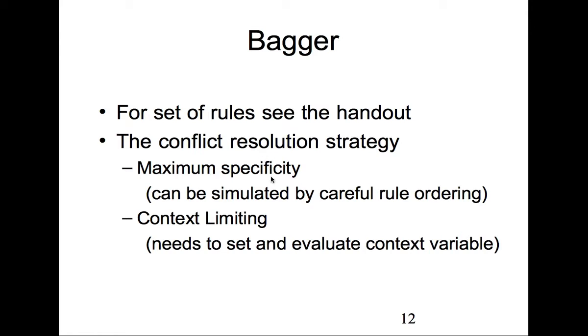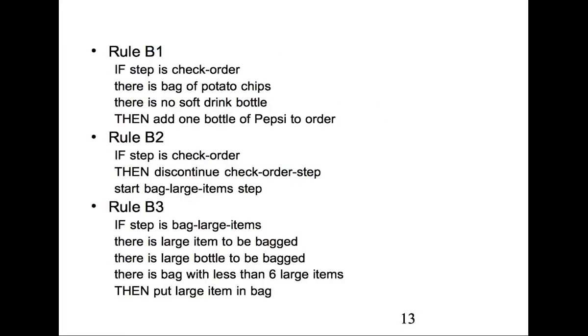So you can have a couple choices in terms of this problem scenario. Maximum specificity, which can be simulated by careful rule ordering. Or context limiting, where you need to set and evaluate the context variable. Well, we're probably going to use a context limiting one. We're going to look at what we have to put in the bags, and we're going to have to figure out, all right, let's limit the context. How many big items do we have?